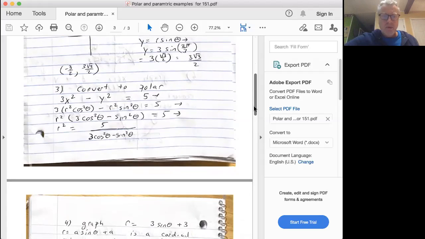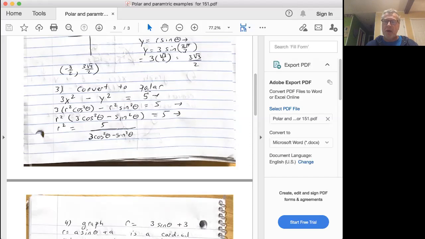There we go. First off, we have the equation 3x squared minus y squared equals 5. The conversions for polar are always, I'm sorry, r cosine theta equals x. And for y, it's r sine theta. So wherever you see an x, you're going to replace it with r cosine theta. So since it's x squared, it's r squared cosine squared theta and multiplied by 3. Then it's minus y squared.